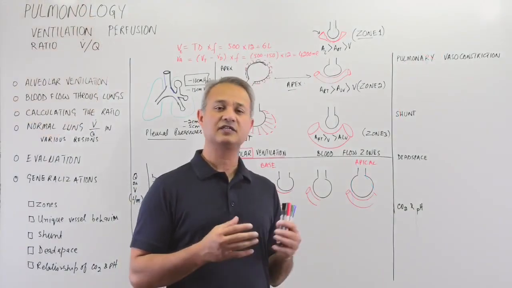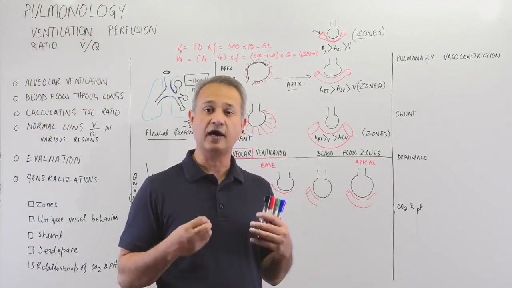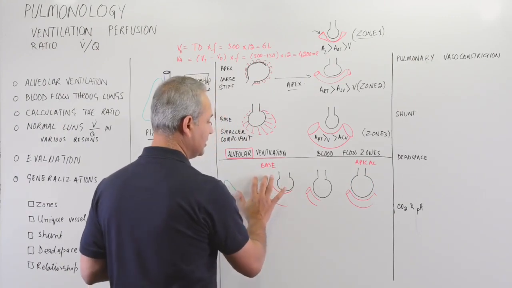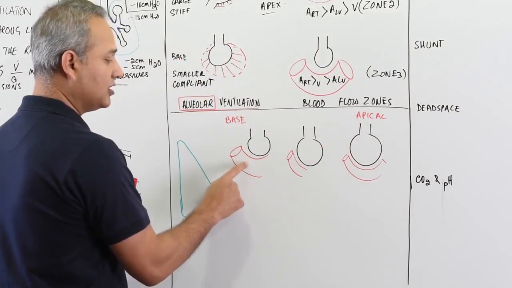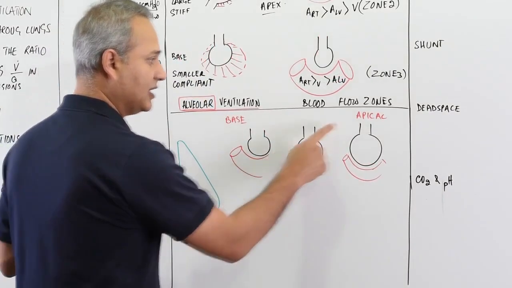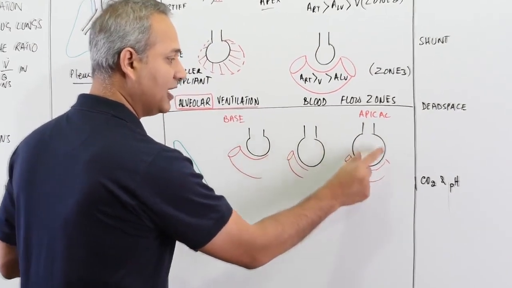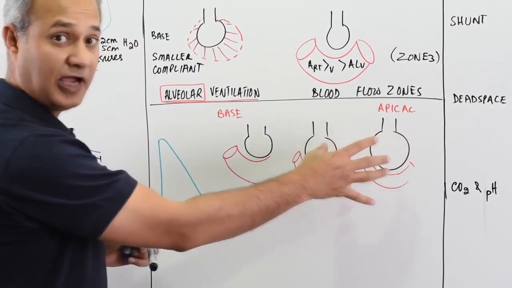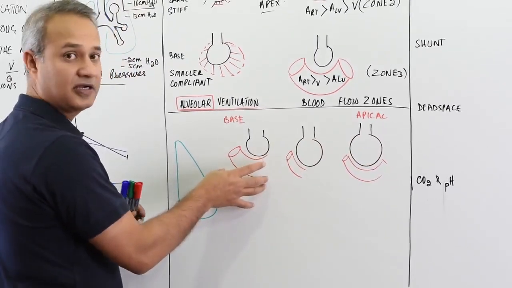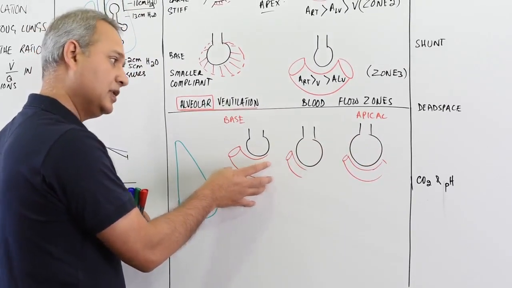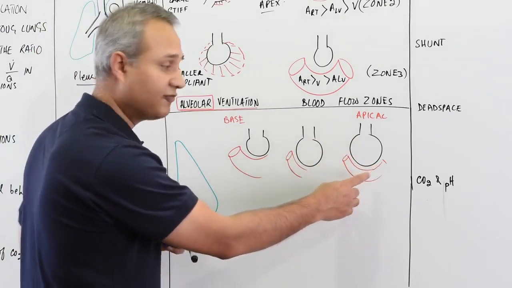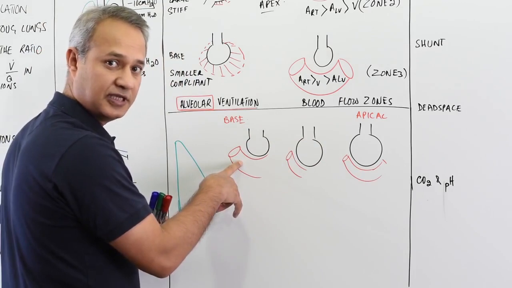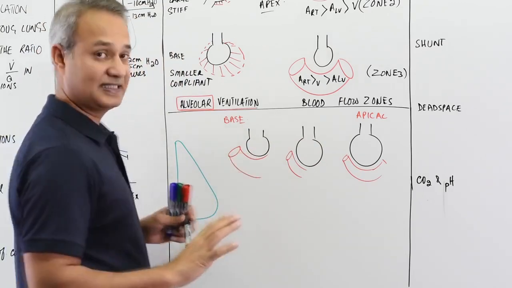Let's talk about the ventilation perfusion ratio, how to calculate it and how to understand it. So look, this is the base of the lungs. Alveoli are smaller, vessels are bigger. At the apex, alveoli are bigger, blood vessels are smaller. The apex is the higher resistance area for blood vessels, and the base is the lower resistance area for blood vessels, because blood vessels are distended here.